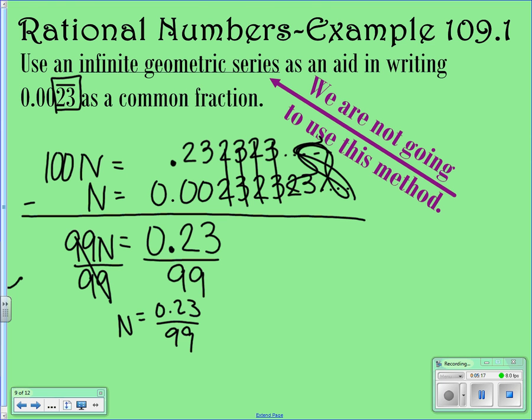But I can't leave a decimal inside of a fraction, so I need to move my decimal place 2 places on the numerator. And so I need to add 2 zeros to my denominator. And so that would be your answer.